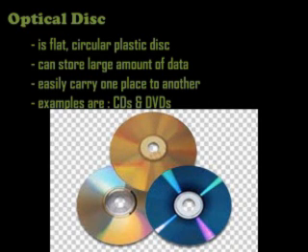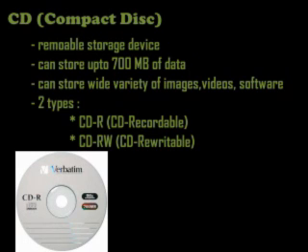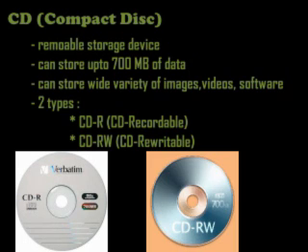First we will see about CD. CD full form is compact disc. It is also a removable storage device. It can store up to 700 MB of data. MB means megabyte. Okay. It is used for storing images, video, software, etc.